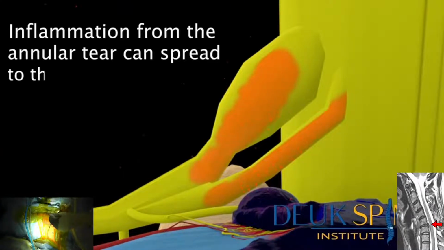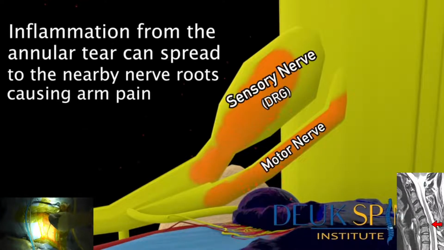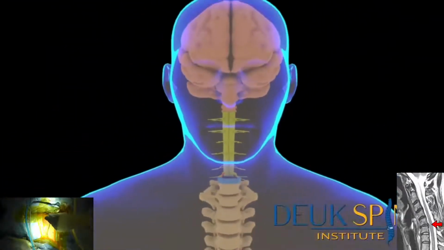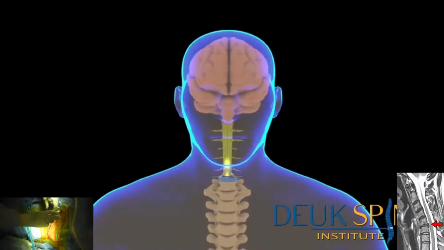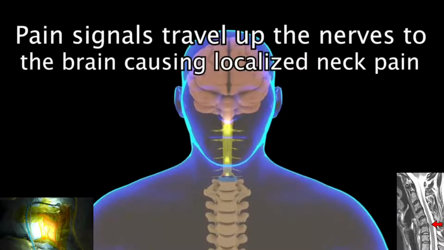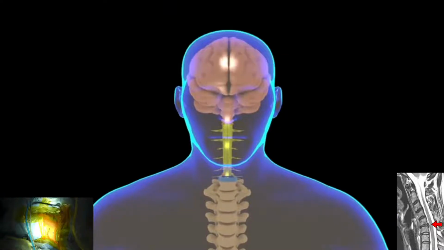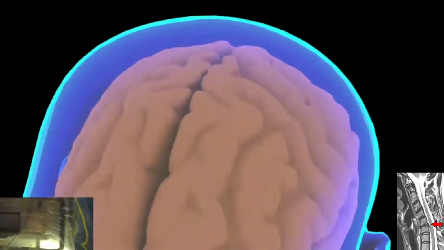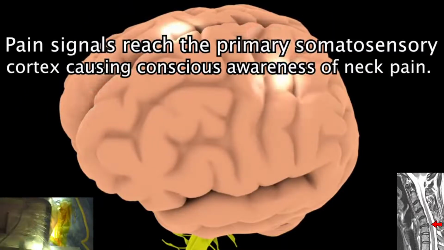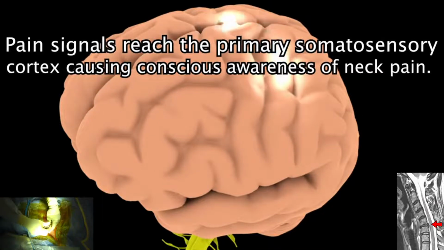Inflammation from the annular tear can spread to the nearby nerve roots, causing arm pain. Pain signals travel up the nerves to the brain, causing localized neck pain. Pain signals reach the primary somatosensory cortex, causing conscious awareness of neck pain.